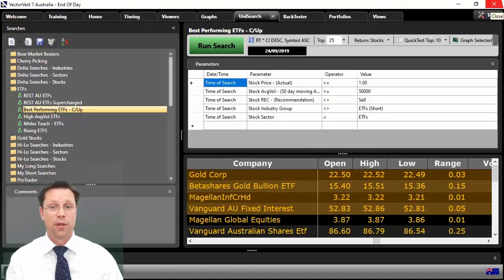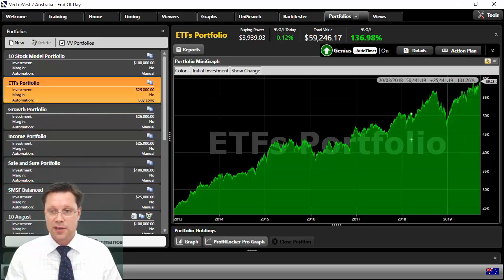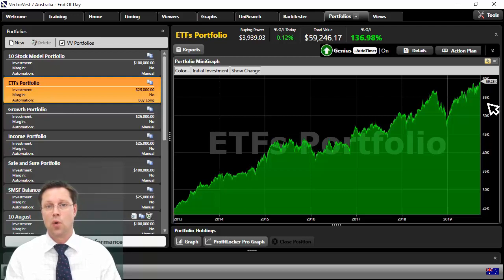Last thing I want to leave you with, if you click on the Portfolios tab, there's a portfolio that we track each and every day called the ETFs portfolio. It consists of 5 ETFs in total. You can see that we have made no trades on those 5 ETFs over the last several years. And look at the returns. This year so far, it's up over 20% this year for 2019 as of time of recording.